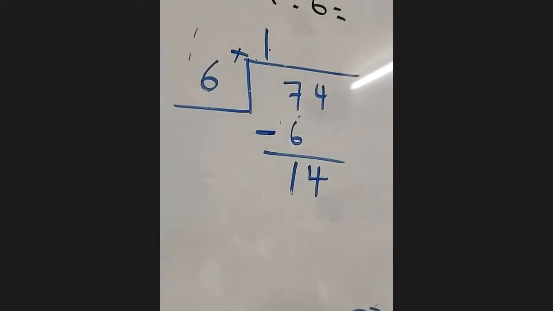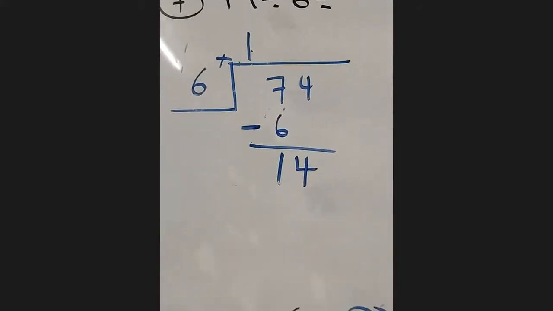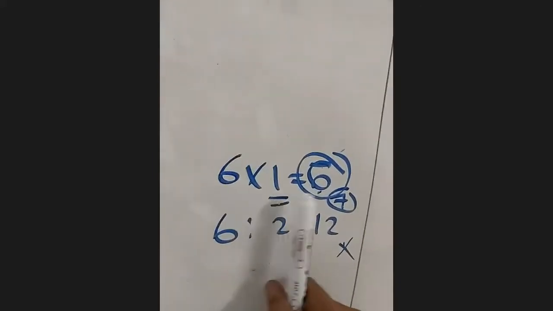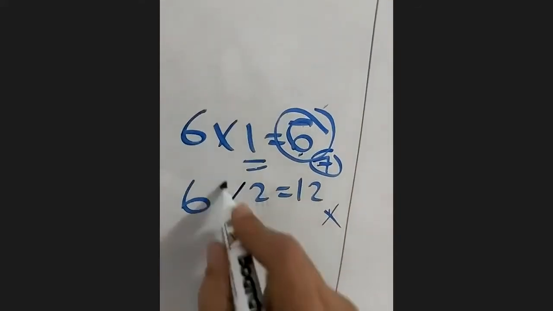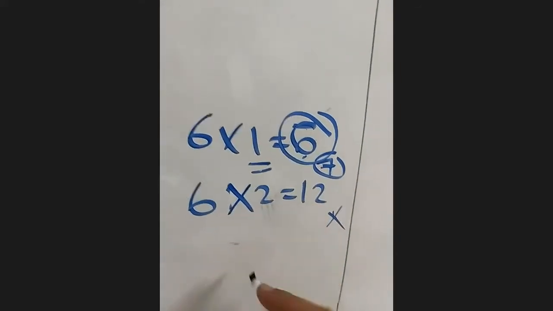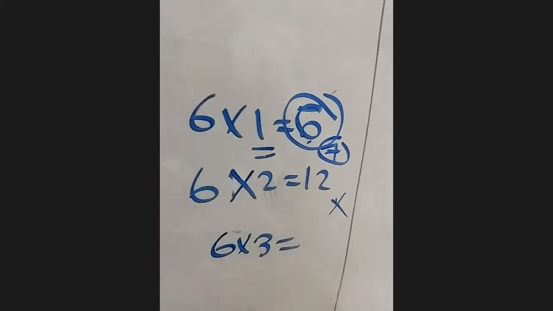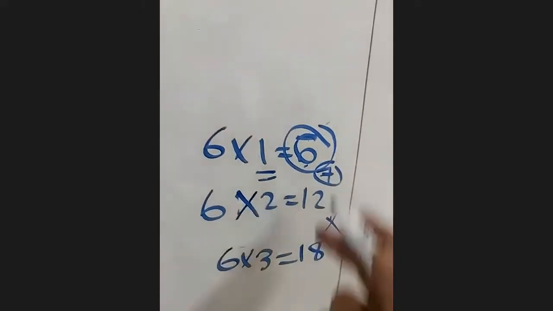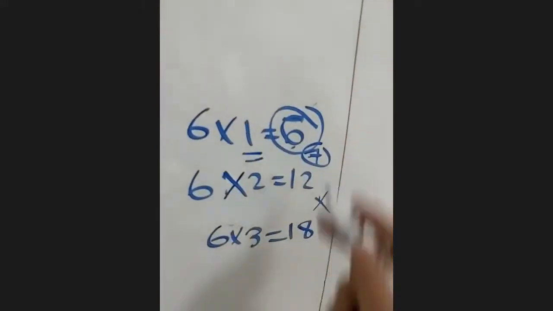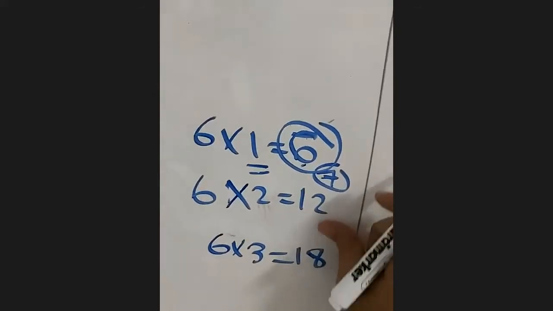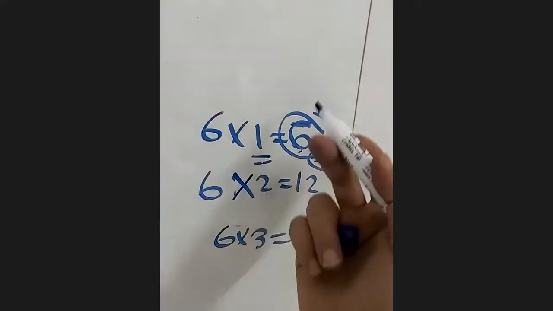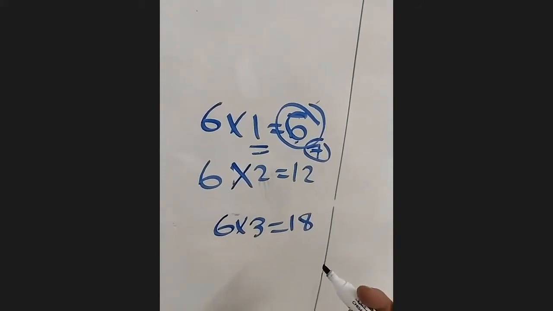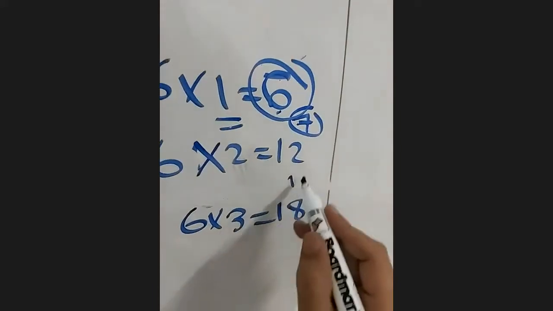Do we have 14 in the timetable of 6? Look here. 6 times 1 is 6. 6 times 2, how much? 12. 6 times 3 is 18. Do we have 14 here? No. So where is the 14 now? Where is the place of the 14? Between 12 and 18. So the 14 is here, right?